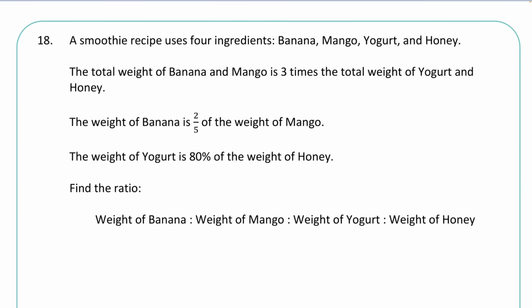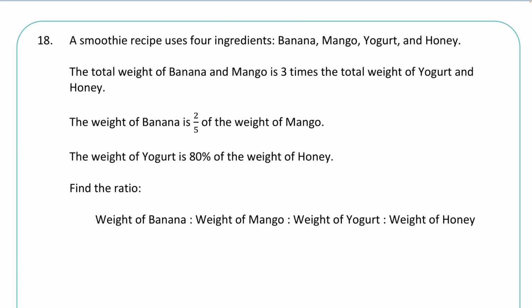Okay, so this question says a smoothie recipe uses 4 ingredients: banana, mango, yogurt and honey. The total weight of banana and mango is 3 times the total weight of yogurt and honey. The weight of banana is 2/5 the weight of mango. The weight of yogurt is 80% of the weight of honey. Find the ratio of the weight of banana to the weight of mango to the weight of yogurt to the weight of honey.